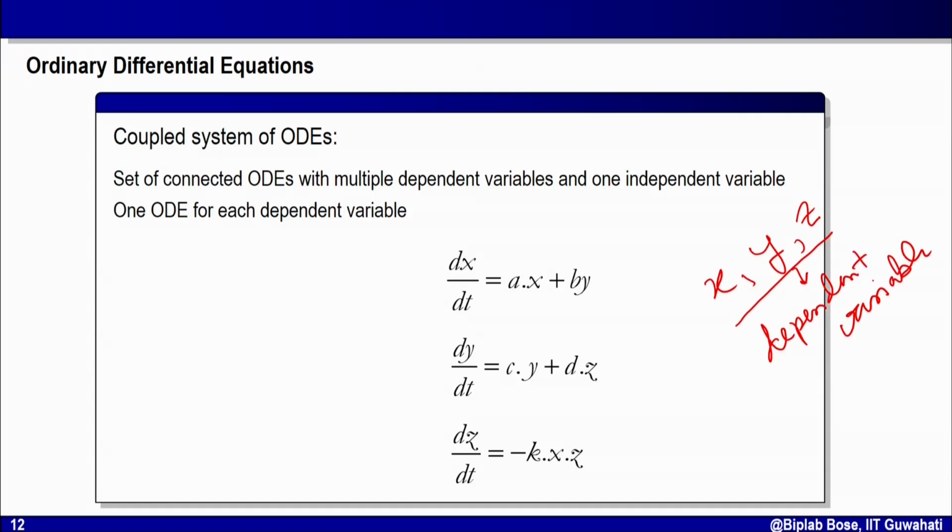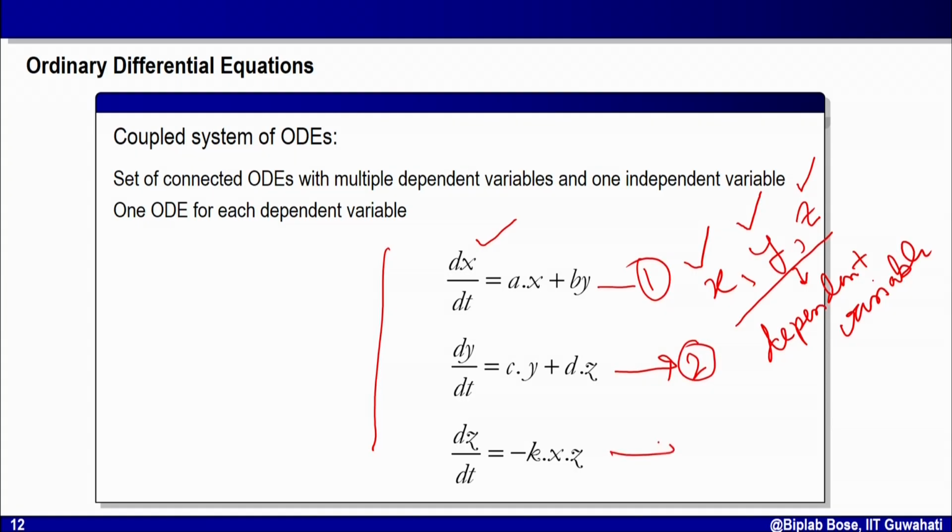For this type of system, we have to write a separate derivative for each of these variables. I will write one derivative for x, that means dx dt. I will write a separate derivative for y, that means dy dt, and I will also make a separate derivative for z. If you see the example, the first ODE is for dx dt. This is my first ODE. The second ODE is for dy dt, and the third one is for dz dt. Three dependent variables, three ODEs. Now this system is called a set of ODEs because I have more than one ODE.